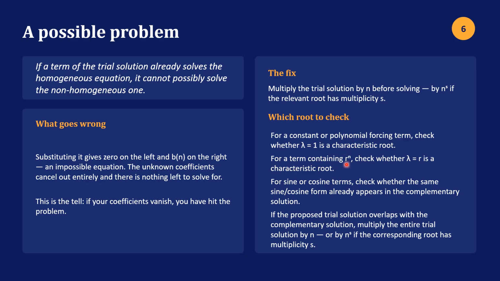For a term containing r to the n, check whether lambda equals r is a characteristic root. For sine or cosine terms, check whether the same sine-cosine form already appears in the complementary solution. If the proposed trial solution, referring to this here, overlaps with the complementary solution, multiply the entire trial solution by n, or by n to the s if the corresponding root has multiplicity s. Okay, so we'll run into this in the second example that I'm going to show you. So that might make this a little bit more concrete when we get to that.